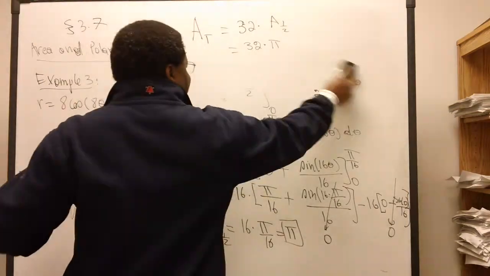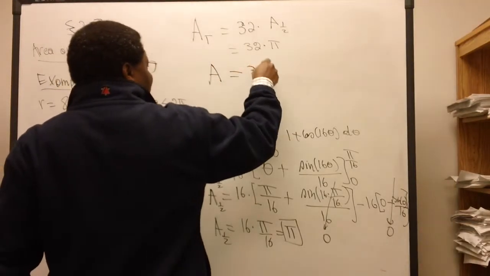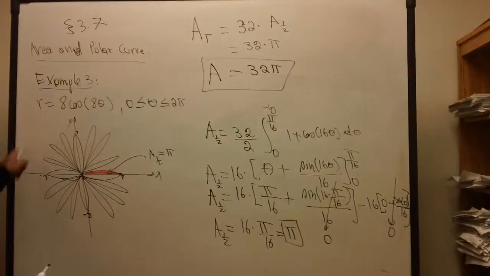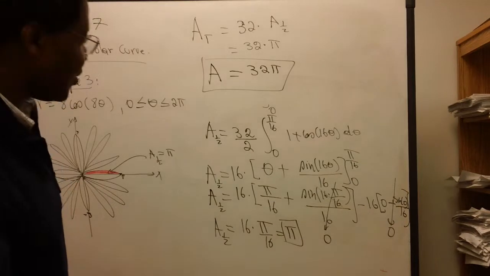So A, which is A total, is 32 pi. So the area of all those leaves, 16 of them, is 32 pi.